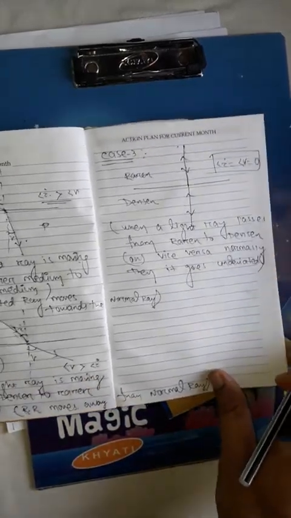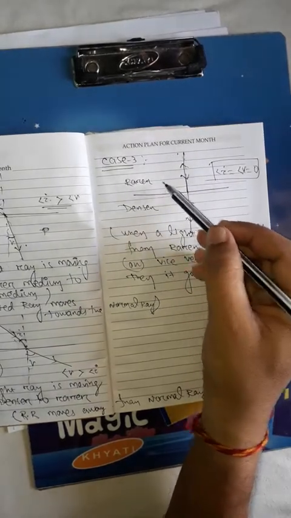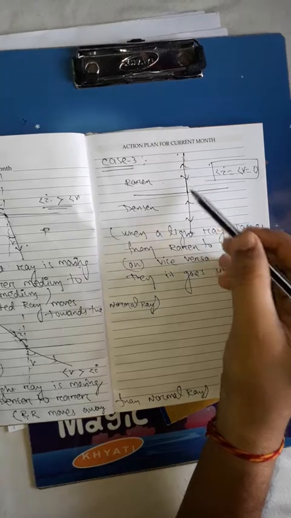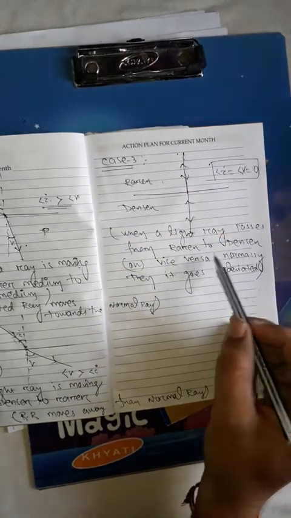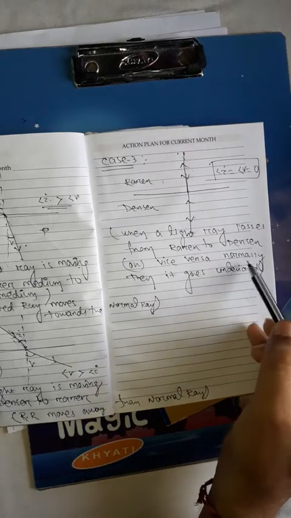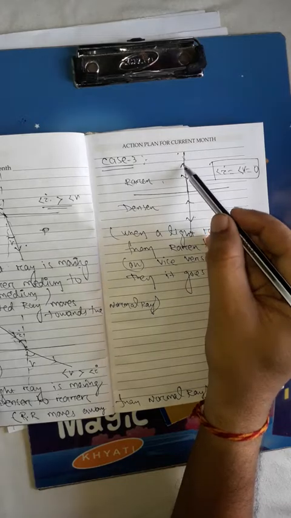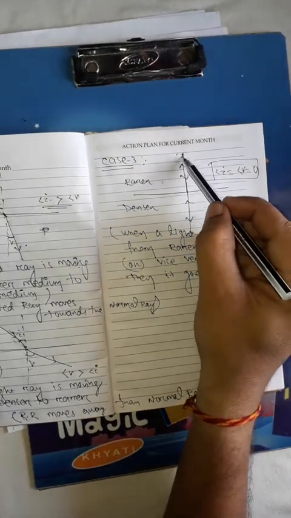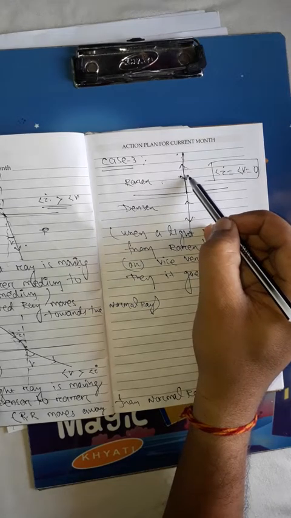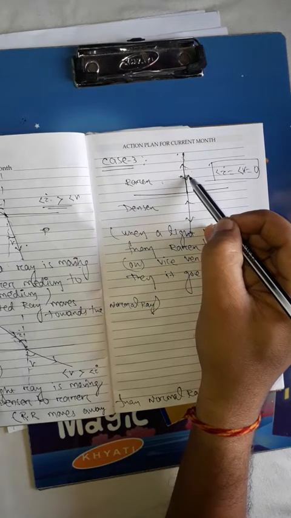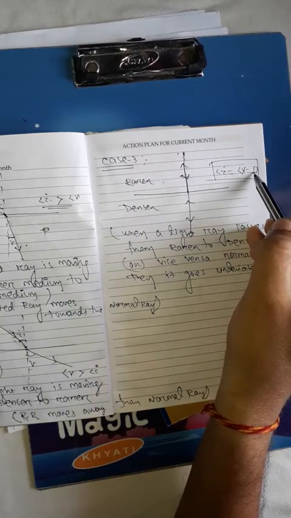Case 3 states that if a light ray moves from rarer medium to denser medium normally, or from denser to rarer, that is vice versa, it goes undeviated. That means it moves in the same path. Here the normal ray is this one and the incident ray is also this one, so both rays coincide. That's why the angle of incidence is 0 and the angle of refraction is also 0.